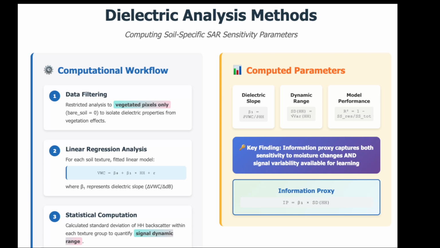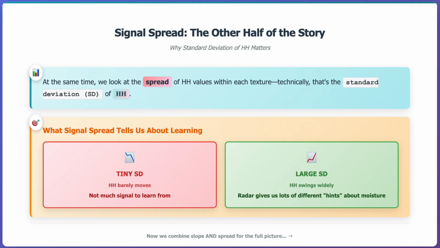And now that we have the slope, we can compute the spread of the HH simply by calculating its standard deviation. The spread of HH values within each texture tells me that if HH barely moves, a tiny standard deviation, there is not much for the machine learning model to learn from. On the other hand, if the HH value has a large standard deviation, it swings wildly, then the radar is giving us a lot of information about the moisture that a random forest can find patterns in. So the spread is very important. A high spread means the machine learning model can learn a lot of details which we cannot figure out ourselves.